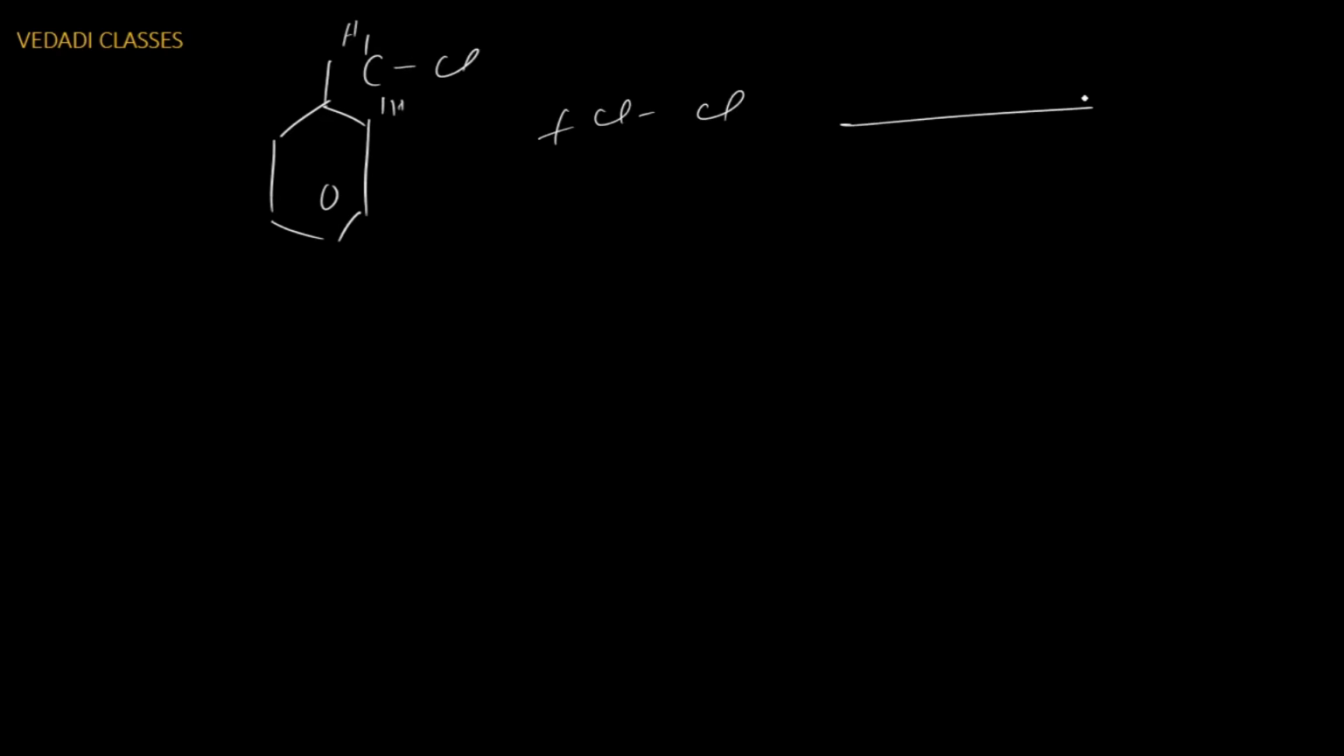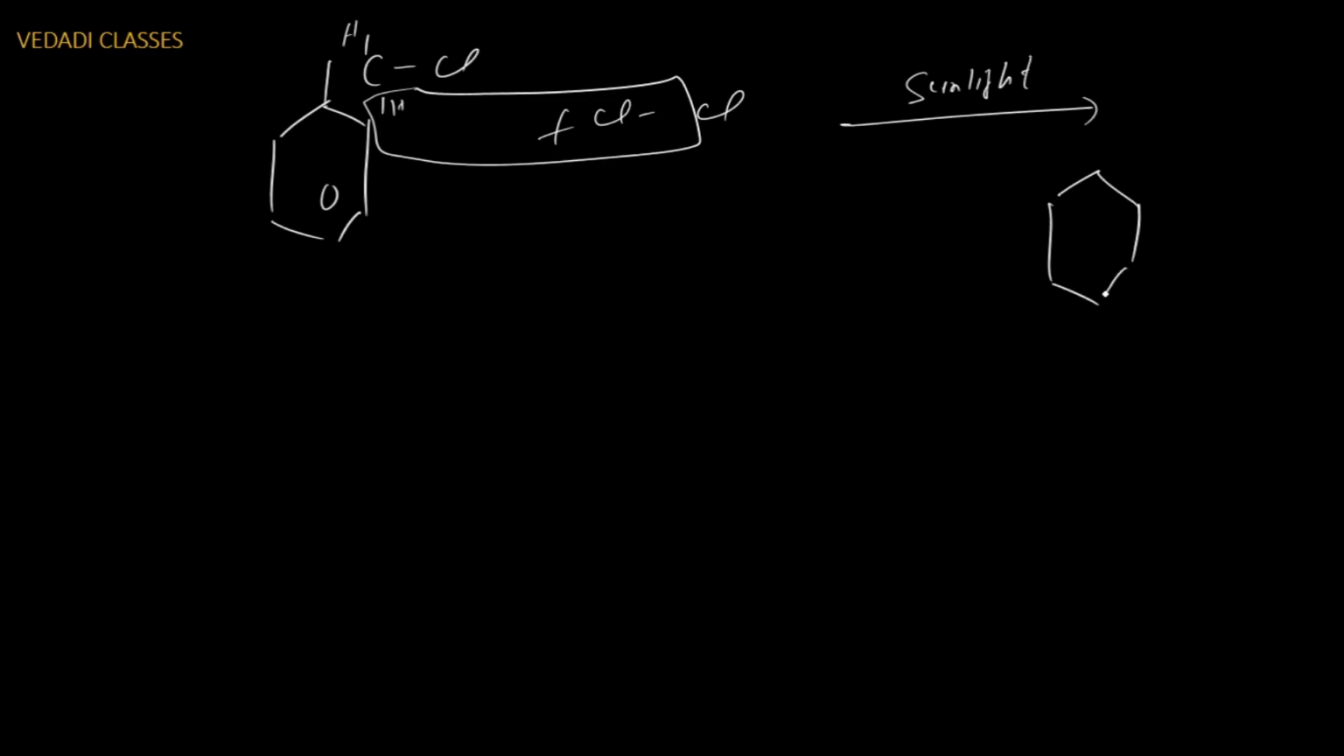Now have a look, there's some more reaction. Suppose this benzyl chloride further undergoes halogenation, so what will be the product? If it further undergoes halogenation with excess of chlorine in presence of sunlight, again HCl is out from here and it will give you this. So this is the benzyl dichloride.